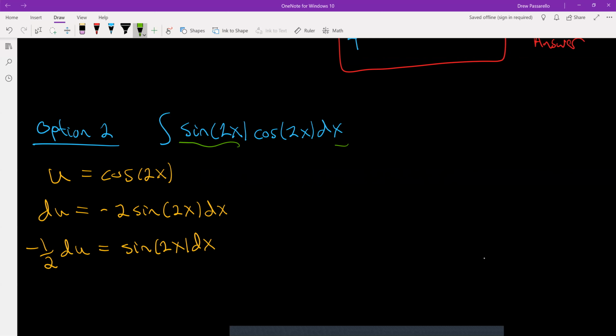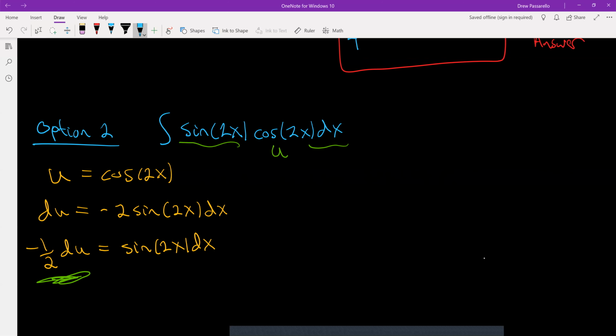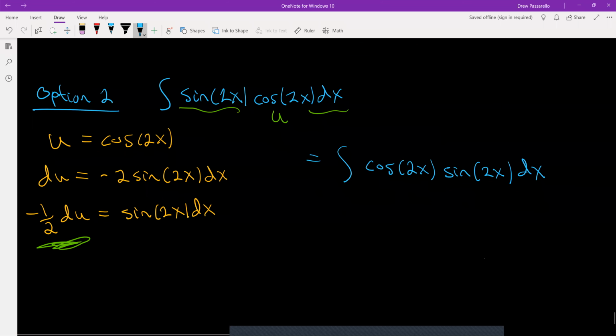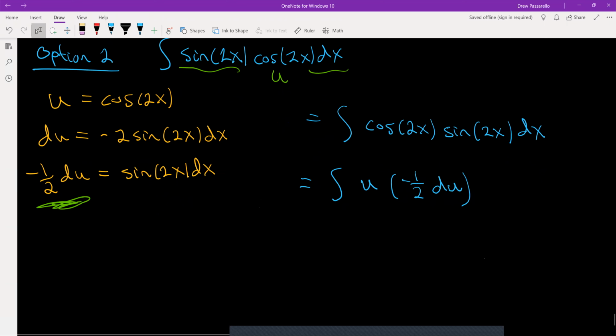So for this, I can substitute the -1/2 du, and then the cosine of 2x part, that's what I'd use for u. So if it helps, you could write it so that cosine's listed first, because multiplication is commutative, and then sine of 2x dx. Then substitute what cosine is, u, and then sine of 2x dx is -1/2 du. All right, and so hopefully that makes sense.